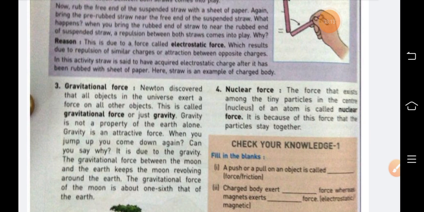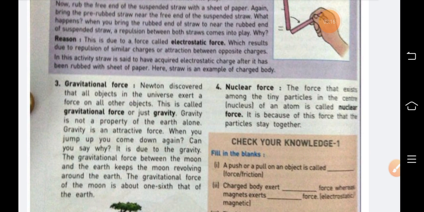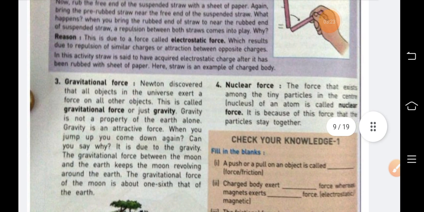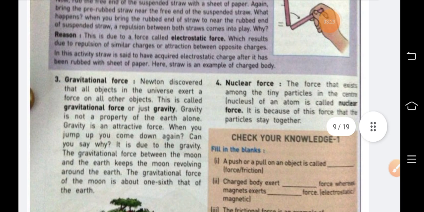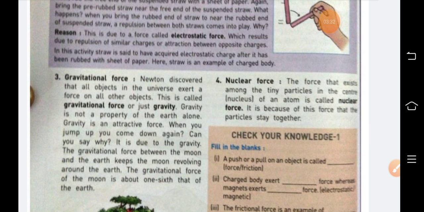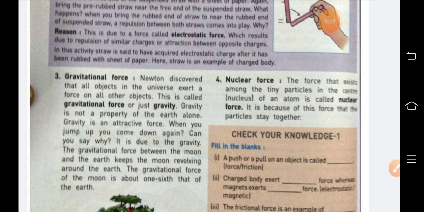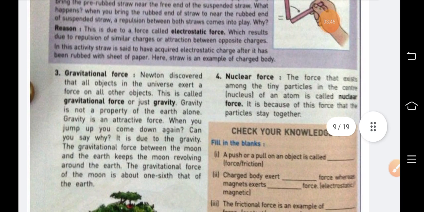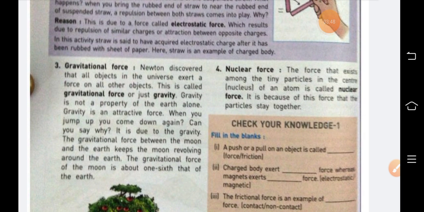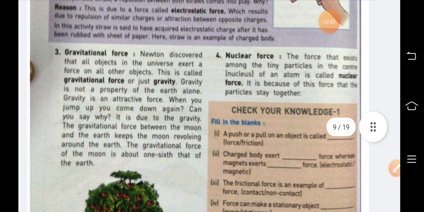Why? This is due to a force called electrostatic force, and it results due to repulsion of similar charge or attraction between opposite charge. Previously there was attraction and second time there is repulsion because of the same charges, and attraction due to opposite charges. So this is the example of electrostatic force.